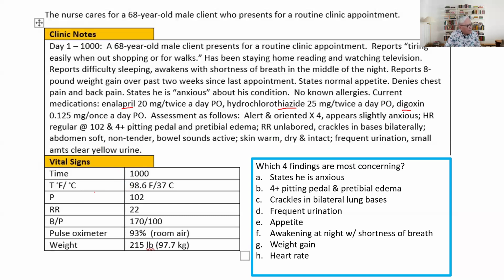Okay, so the vital signs at 10 a.m. are: temperature 98.6, pulse 102, respirations 22, blood pressure 170/100, pulse oximeter 93%, and a 215-pound weight, or 97.7 kilograms. All right, so the question that we're being asked now is, which four findings are most concerning? Remember, they're only asking for 4 findings that are the most concerning.